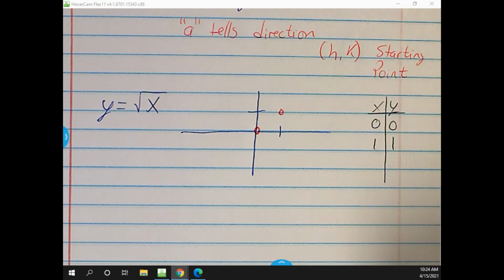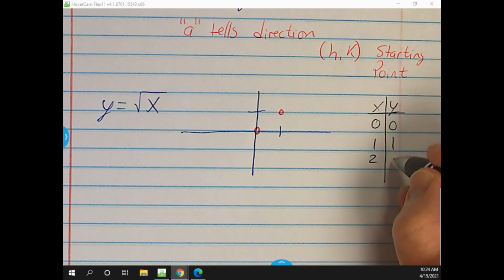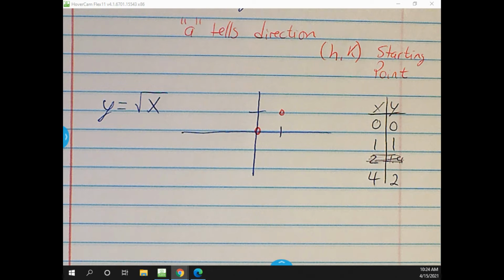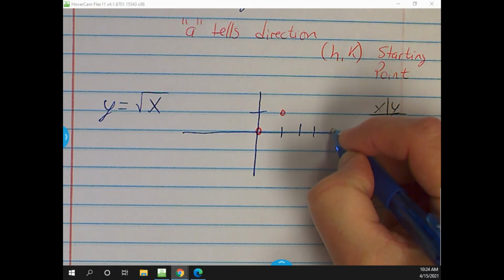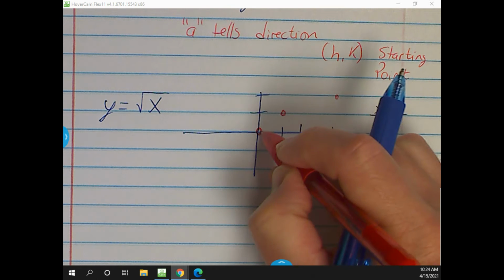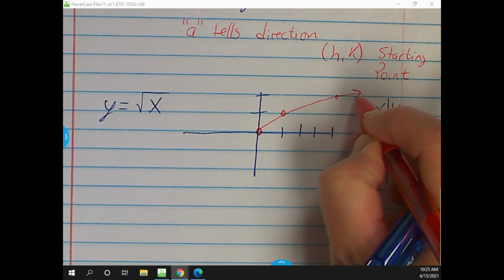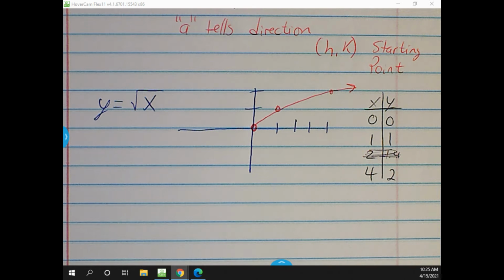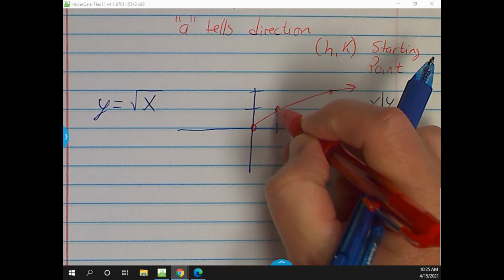Now if we did square root of 2, we don't know what that is. It's about 1.4, so we're not really even going to worry about that one. Basically, we're just going to stick to the perfect square roots. The next perfect square root we have would be square root of 4. If we did the square root of 4, that would be 2. So that would put us like here. And if we start connecting the dots, it's going to look something kind of like that. So if you do just the basic square root, it's going to look something like this.